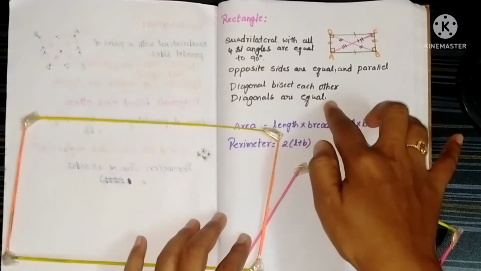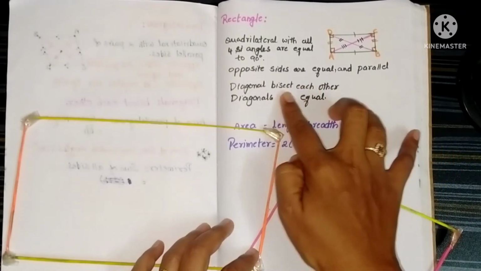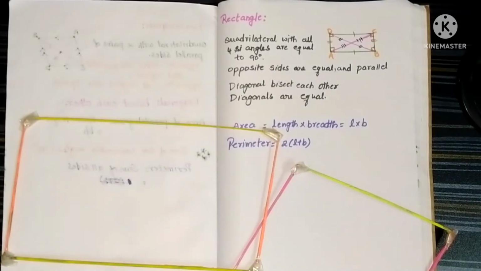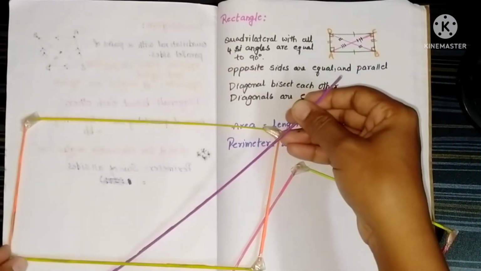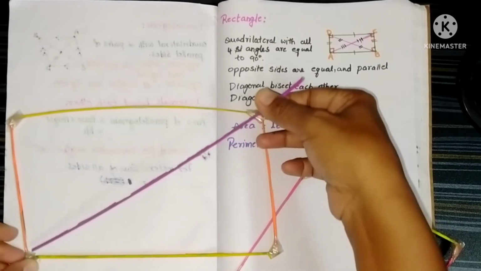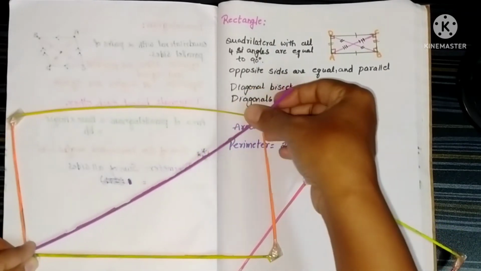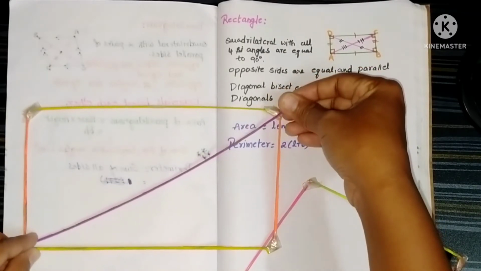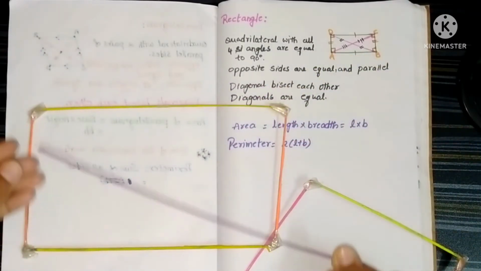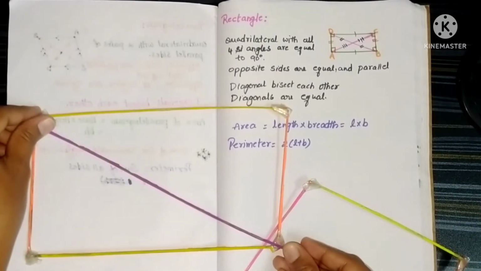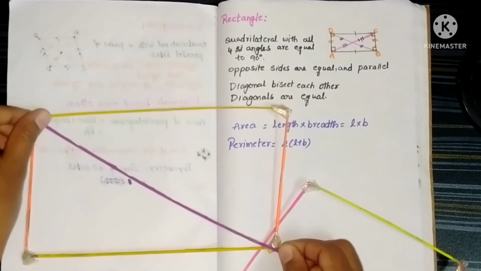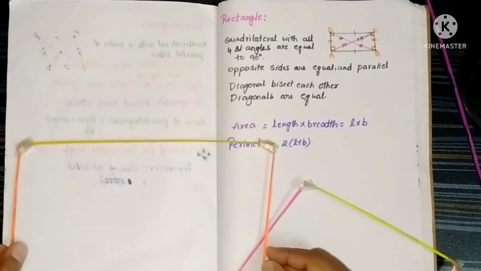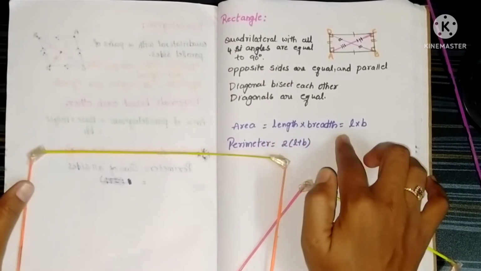Diagonals are equal and diagonals bisect each other. See, this is a rectangle, and this is a diagonal up to here. If I check up to here only, both diagonals are equal. And what is the area of the rectangle?